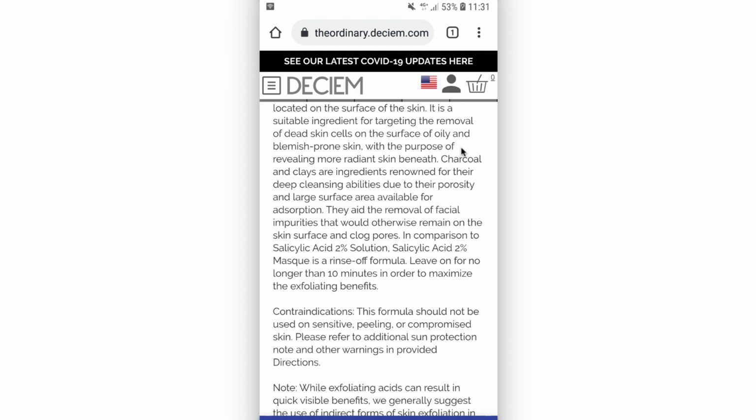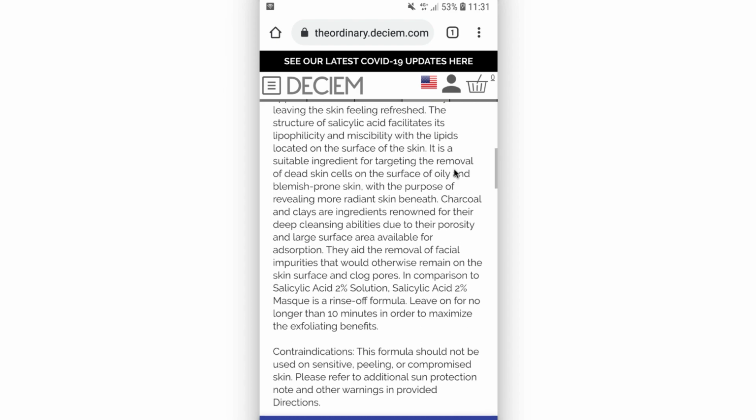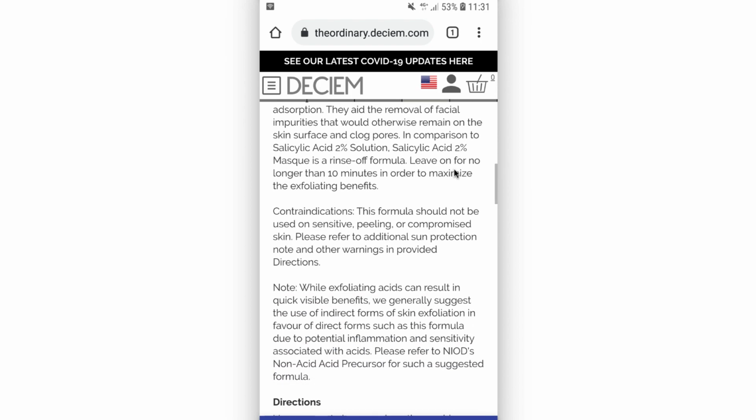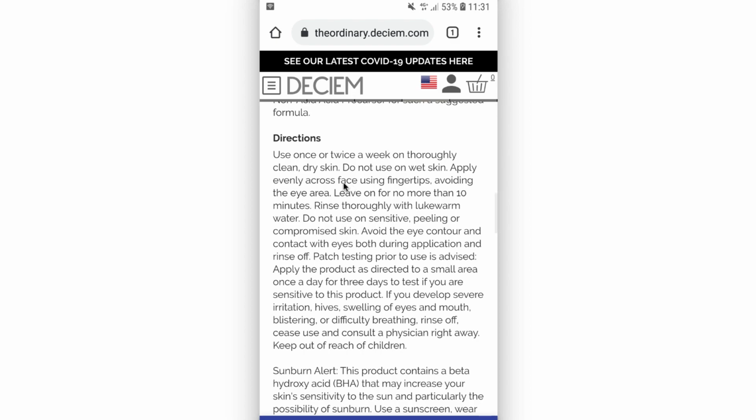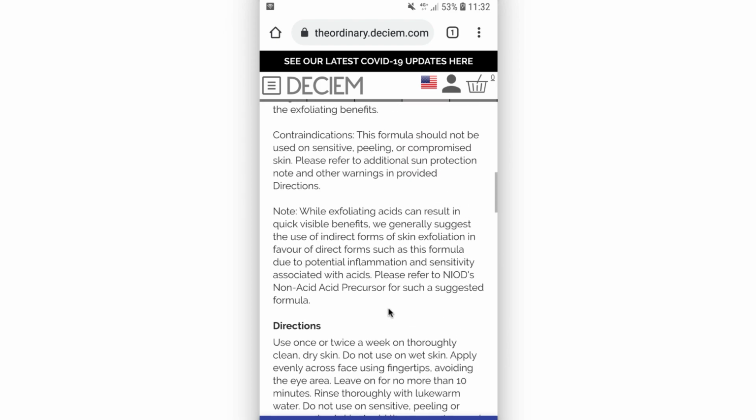So therefore you have to also read through the main site to understand more about the mask specifically, and then it also will give you the directions again, which are definitely more specific on not only how you can apply it, but also what you have to be aware of, and that your mask also should not be used on sensitive, peeling or compromised skin, and also that you should avoid the eye contour, any contact with eyes, also when applying it and also when rinsing it off. So here you will find more information about how you can use it.